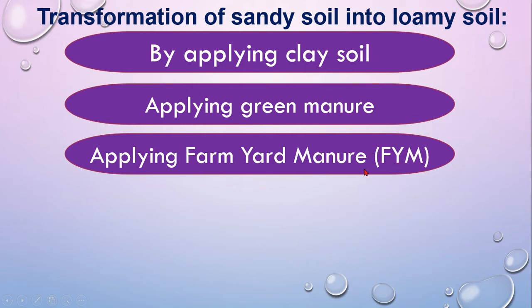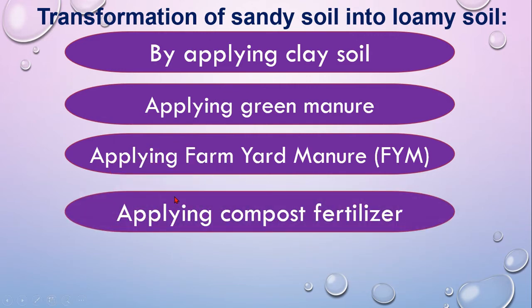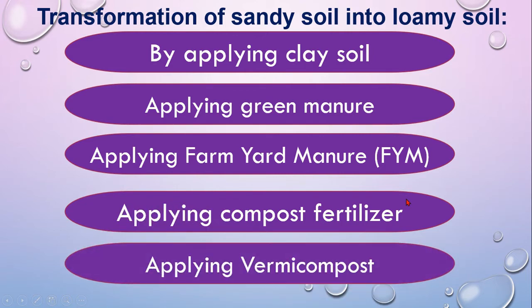Applying farmyard manure, first of all you have to know what farmyard manure is. Farmyard manure is the manure which is produced in the farmyard or in the farm, for example cow dung, poultry excreta, duck excreta, pigeon excreta, livestock excreta. This is called farmyard manure. If we apply this farmyard manure in the sandy soil and mix it up properly, that might be converted into loamy soil. Applying compost fertilizer, then applying vermicompost.